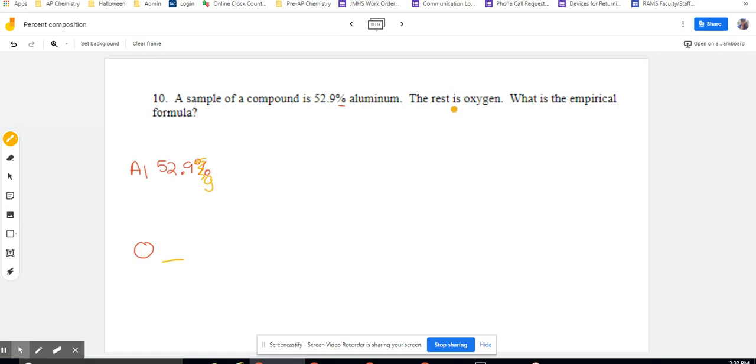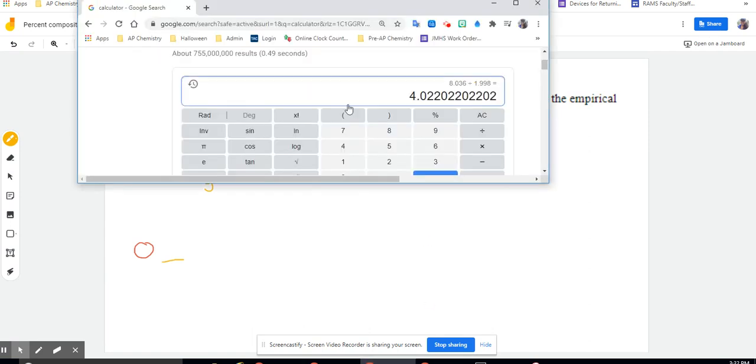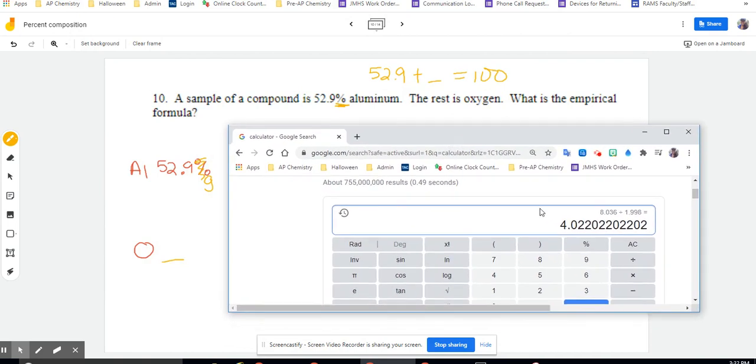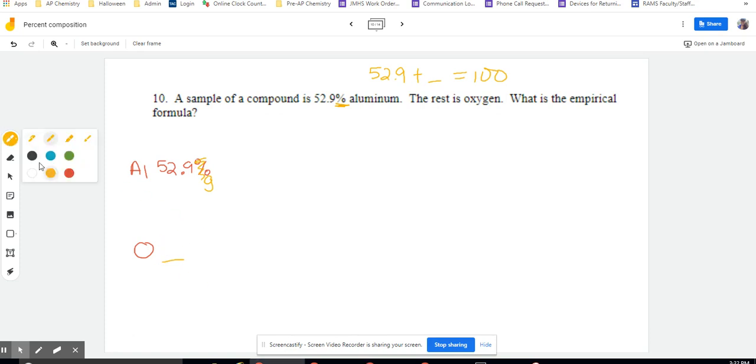But then we look down here and it says the rest is oxygen, so we have to do a little extra thinking there. It's not too bad. If 52.9% is aluminum, then we know that percent means out of 100. So 52.9 plus something is equal to 100. We take 100 minus 52.9 to figure out the remaining amount of oxygen. That tells me that 47.1% is oxygen.